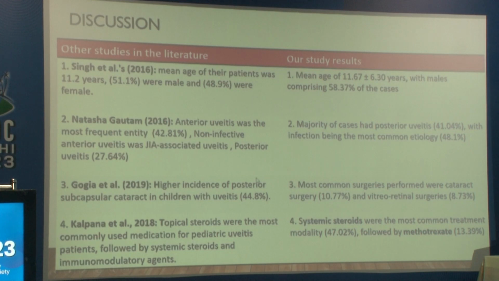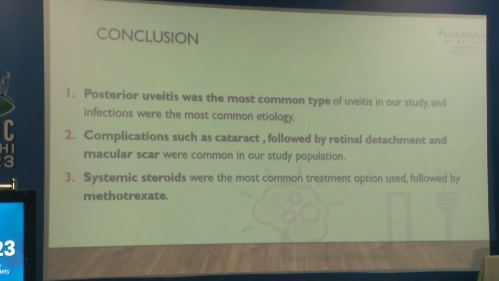Cataract surgery was performed in our study and in other studies too, and the complication was cataract in their studies also, and everyone started with topical steroid in their treatment. So posterior uveitis is the most common cause in our study, and the complications are cataract followed by macular scar and retinal detachment. We mostly started systemic steroid therapy followed by methotrexate.